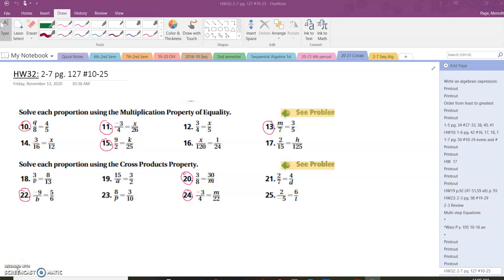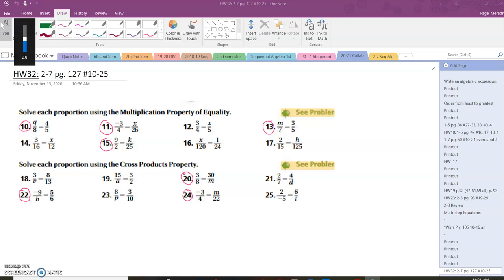Hi, welcome. So we are going to go over homework 32. It's page 127, number 10 through 25 in your textbook. You guys can find this page number in the algebra PDF folder on our Schoology page, okay?